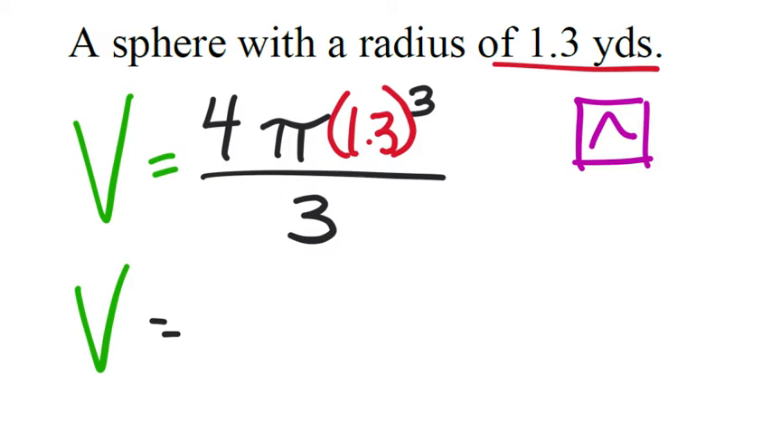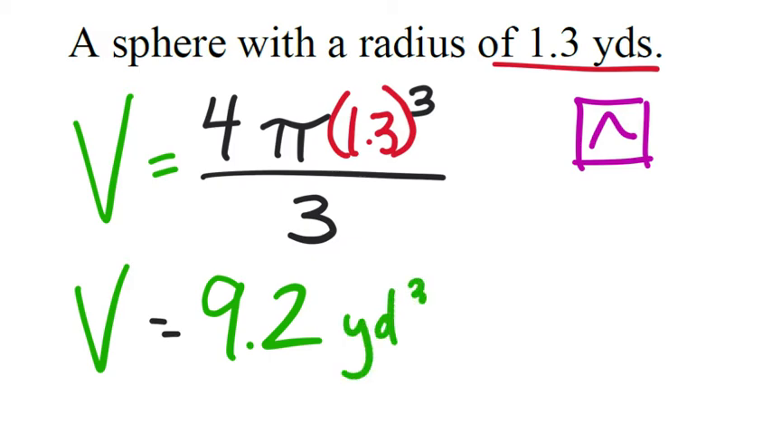function. So I push over and then down to go to the denominator, put in my 3, enter. And I get 9.2027 and some change. So again, I round these to the nearest tenth. So 9.20 would be 9.2. In this case, that's yards cubed. Or again, if you'd prefer 9.2 cubic yards, it's the same thing.